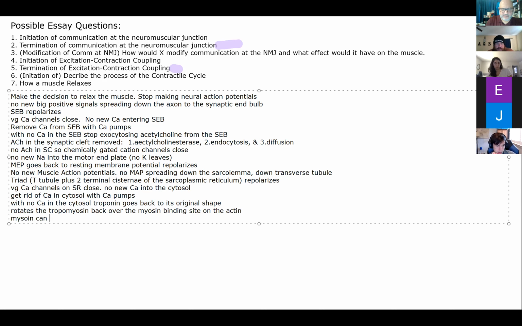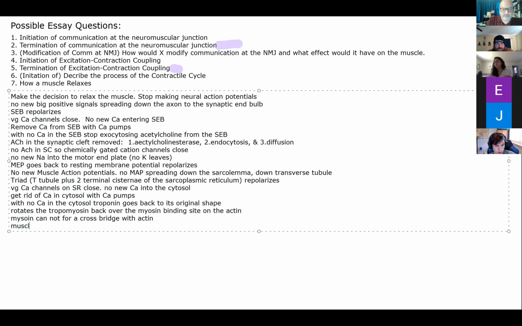Myosin cannot grab the actin, or heck, we can be more specific now. Form a crossbridge with actin, and with no crossbridge, muscle relaxes.